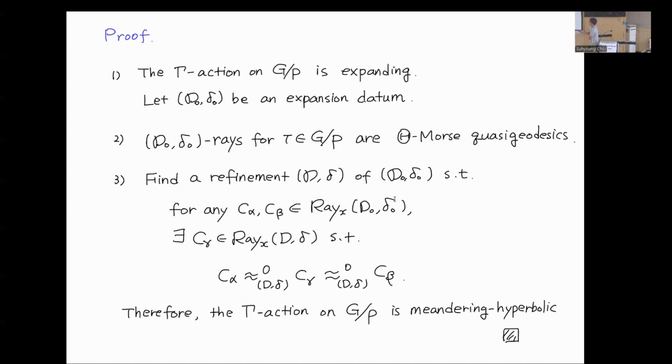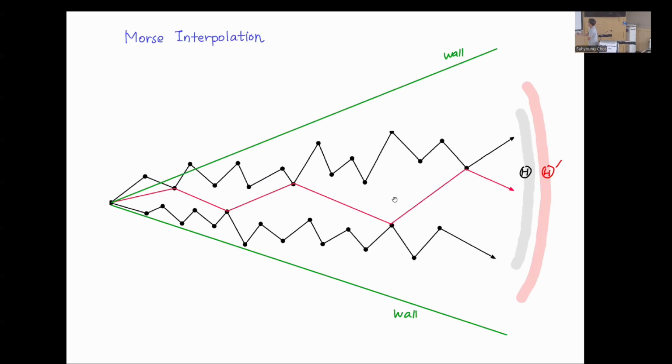So here is the proof. The key point of the proof is to prove that the action satisfies the n equivalence. The n equivalence condition means that for any two rays, there exists some interpolating ray which is equivalent to the two rays. So how do we define this? Actually, if you have a delta ray, so this is the idea.